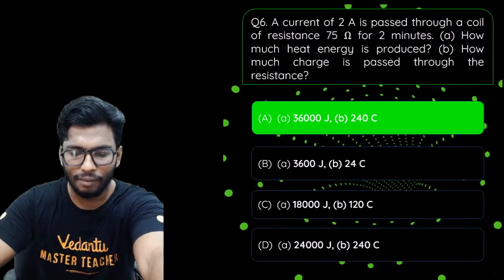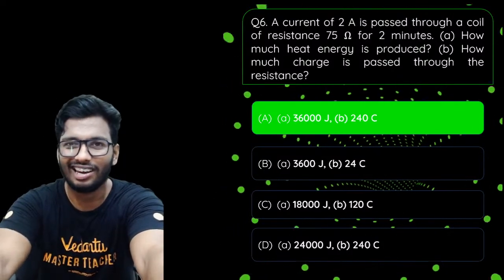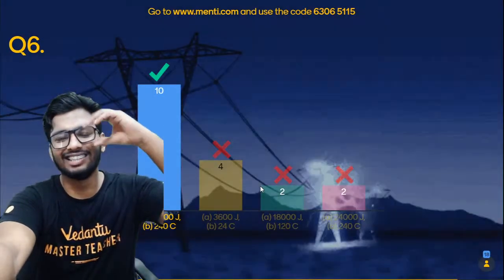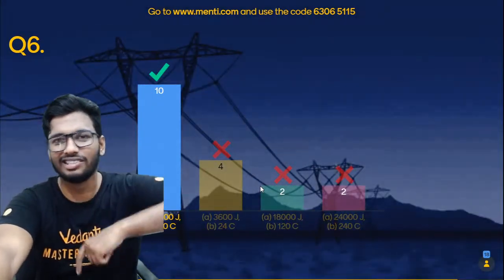That's all. Common law. Okay, law. All right. CLAT. Never heard of it. Nice, interesting name. Anyways, guys, so that is the answer. Congratulations, 36,000 joules and 240 coulombs.